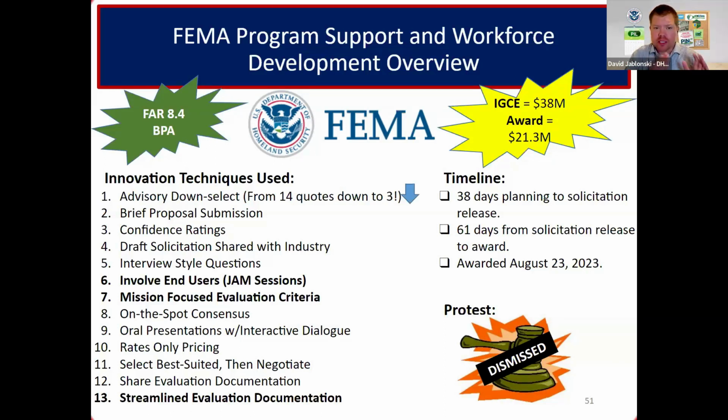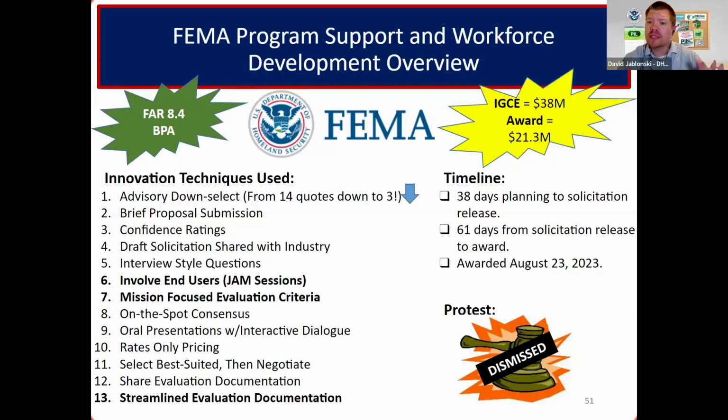Now, on this slide here, again, you can see all the techniques they used. We're going to focus on the 3 bolded ones there: involving end users or jam sessions, mission-focused evaluation criteria, and also streamlined evaluation documentation. On the right side over there, you can see the timeline. Look at this. It took them only 38 days from planning to solicitation release to actually get this thing out, right? Only 38 days. And they had 61 days from issuance of the solicitation to award. So just over 2 months by 1 day. And they awarded it on August 23rd, 2023, just last year. And so they got it done on time, right when they needed.